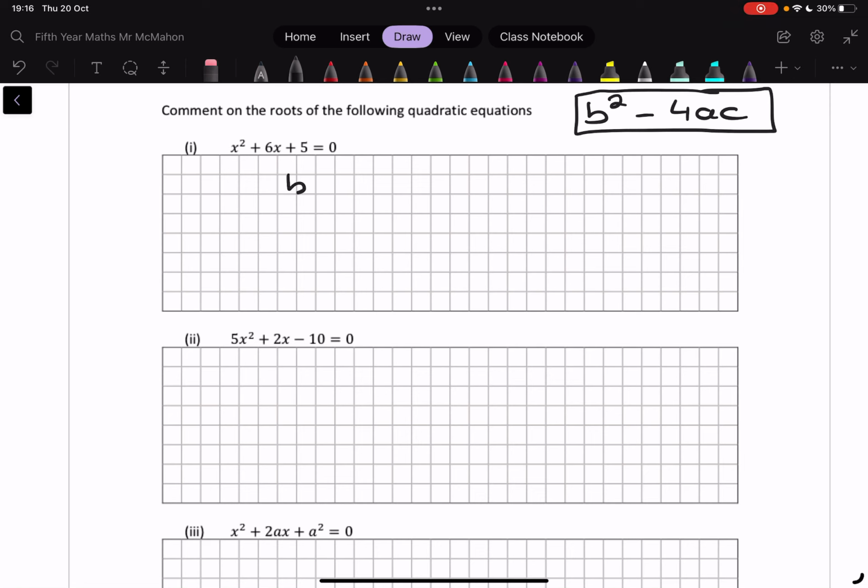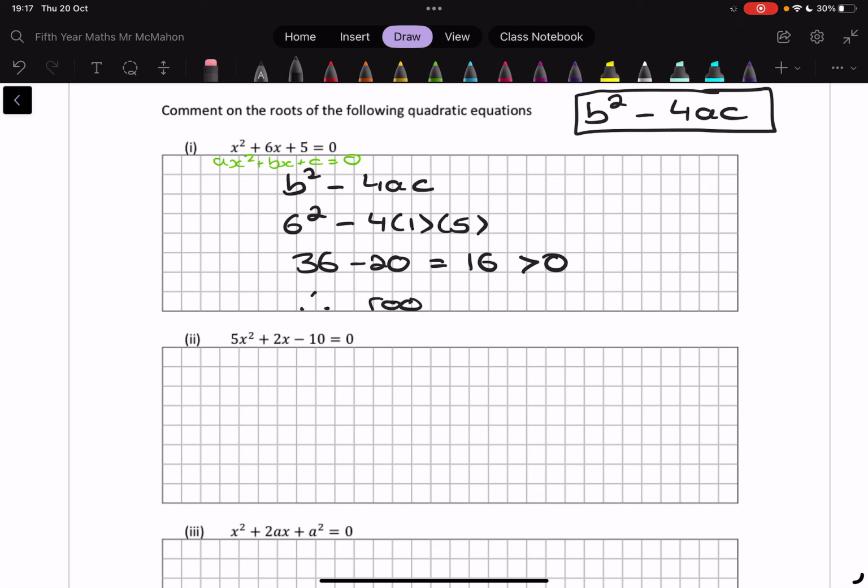So for the first one, we're using the same rule, b squared minus 4ac, remembering as well that that is actually part of our quadratic formula. So we have to label the letters in the same way, b being the one in front of the x, a the one in front of the x squared, and c being the last constant number on its own. So 36 minus 20, which works out to be 16. 16 is greater than 0, so therefore the roots are real.